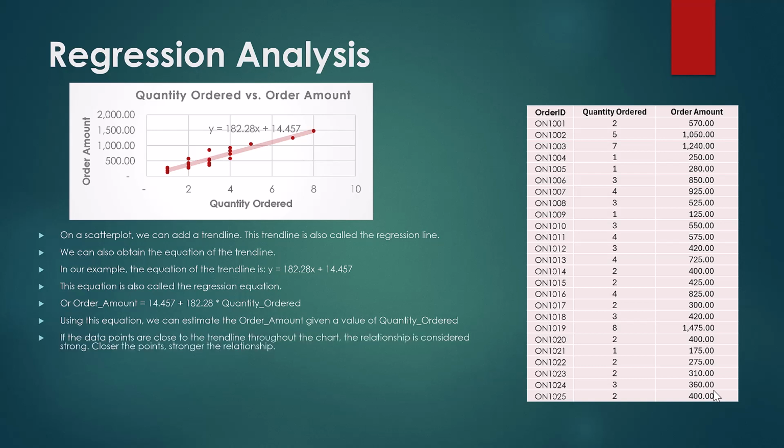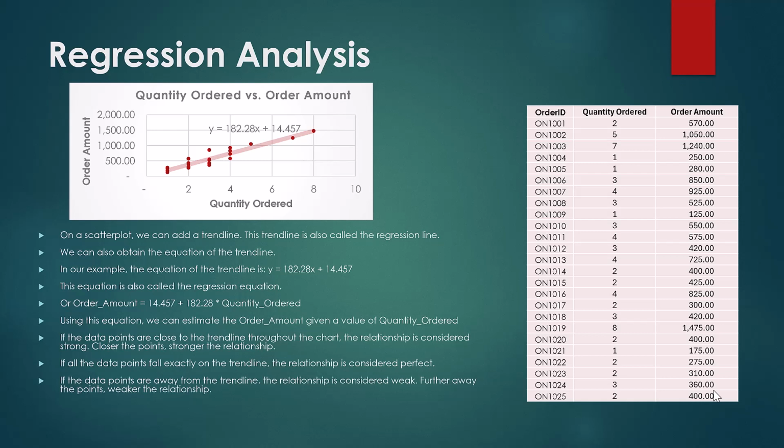Now, if the data points are close to the trend line throughout the chart, the relationship is considered strong. So closer the points to the trend line, stronger the relationship. Now, if all the data points fall exactly on the trend line with no deviation, the relationship is considered perfect, and the correlation value for such a scenario would be 1. If the data points are away from the trend line, the relationship is considered weak. Further away the points go, the weaker the relationship gets. There's a lot more to regression than what we have covered here on one slide.